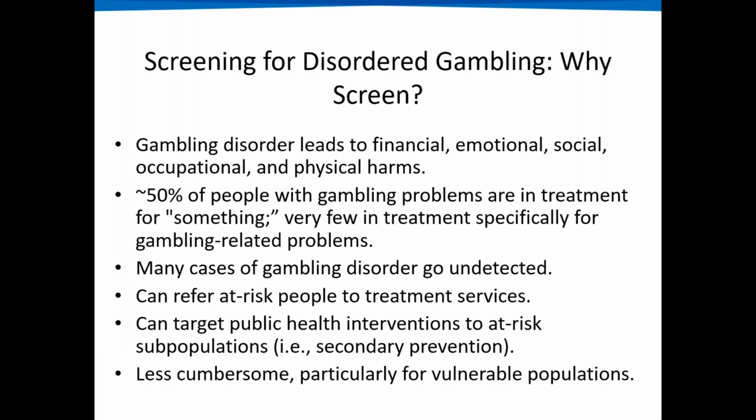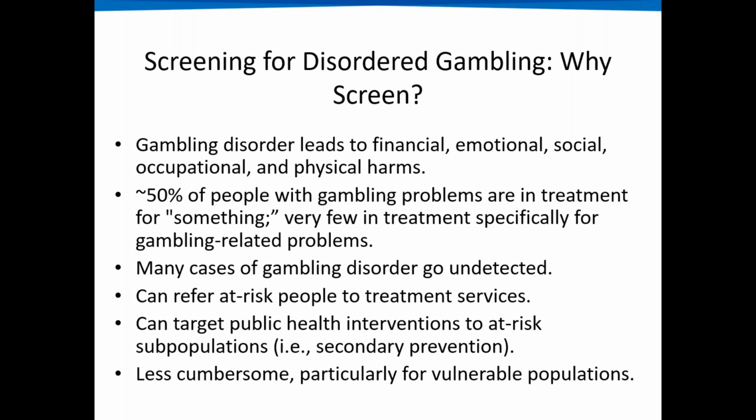So why should we screen for gambling disorder? We know that gambling disorder leads to financial, emotional, social, occupational, and physical harms. We also know that approximately 50% or more of people with gambling problems are in treatment for something, but very few are in treatment specifically for gambling-related problems. So it looks like the majority of you were correct in your answer to the last poll question. We know that many cases of gambling disorder go undetected.